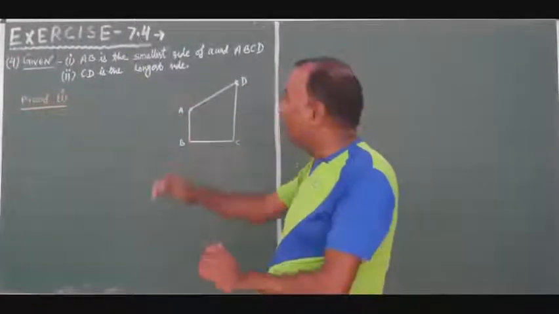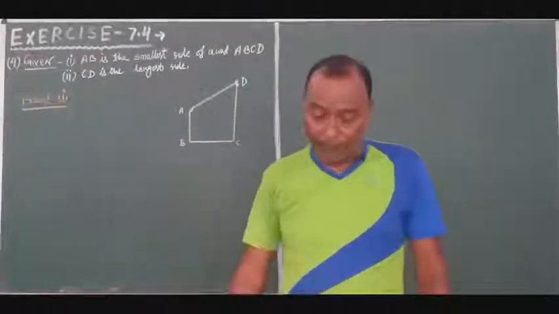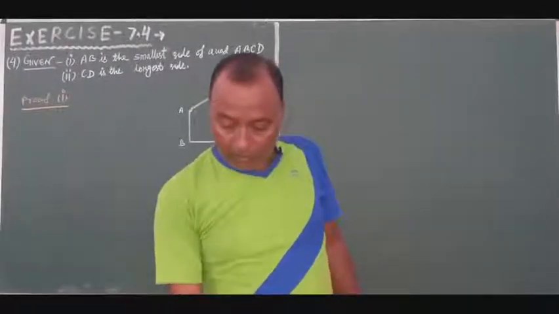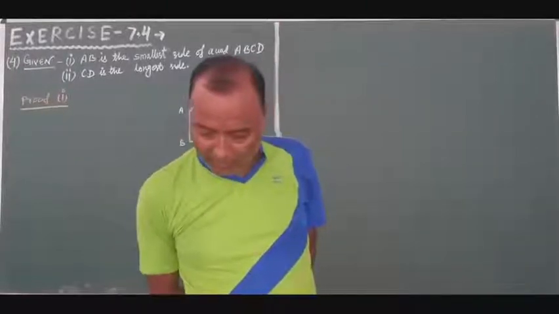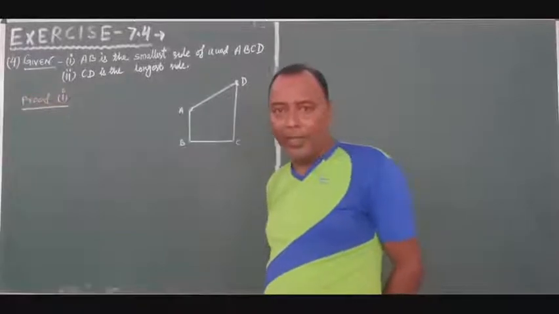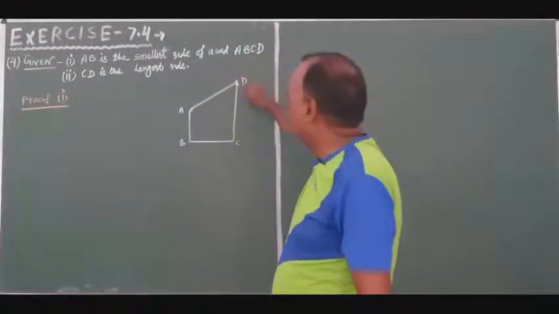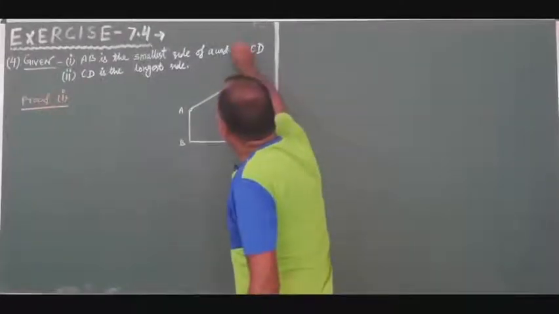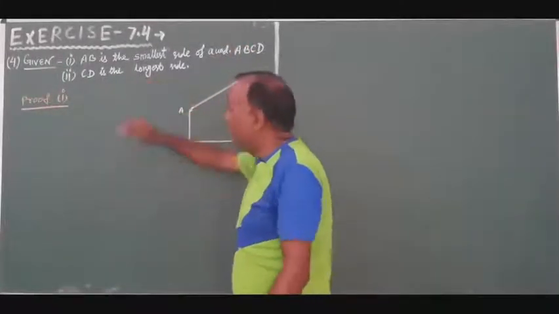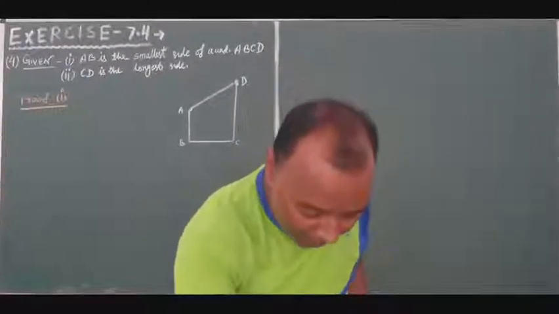You are given that ABCD is a quadrilateral in which AB and CD are the smallest and the longest side of quadrilateral ABCD. AB is the smallest side of quadrilateral ABCD, and CD is the longest side. And you have to prove the first part.